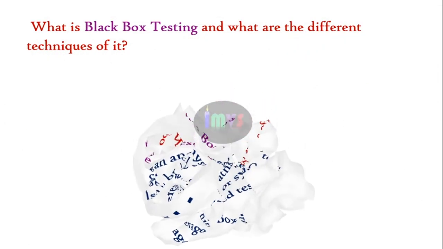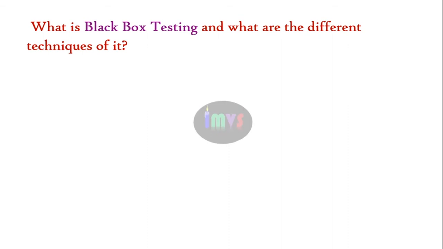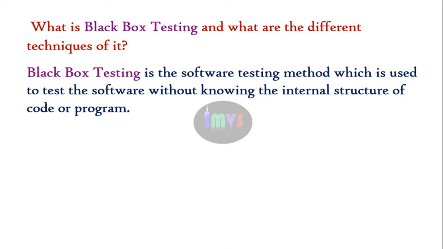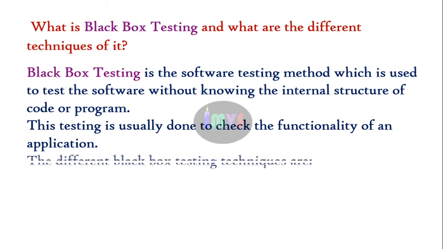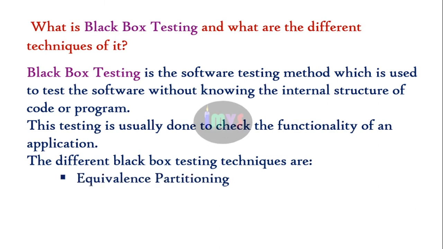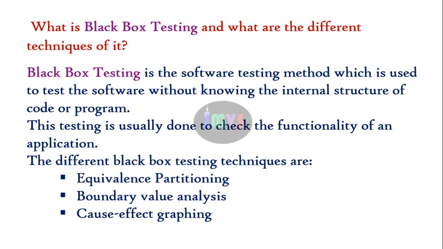What is black box testing and what are the different techniques of it? Black box testing is the software testing method which is used to test the software without knowing the internal structure of code or program. This testing is usually done to check the functionality of an application. The different black box testing techniques are equivalence partitioning, boundary value analysis, and cause-effect graphing.